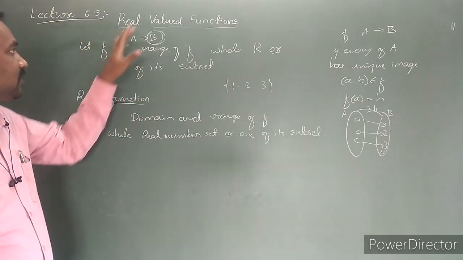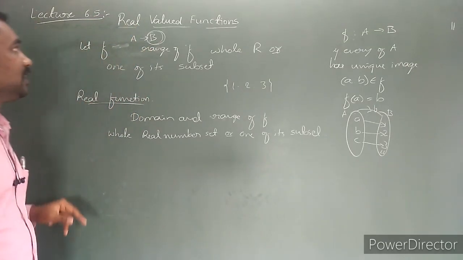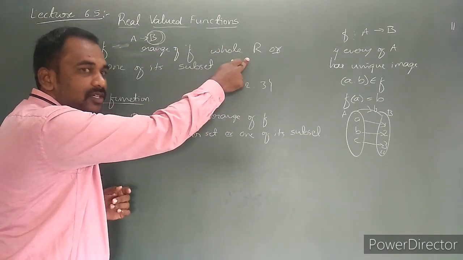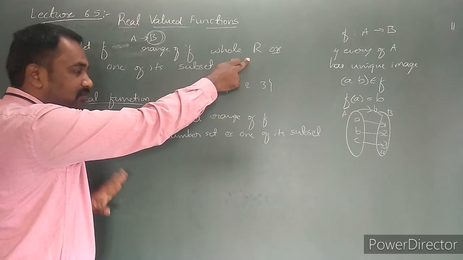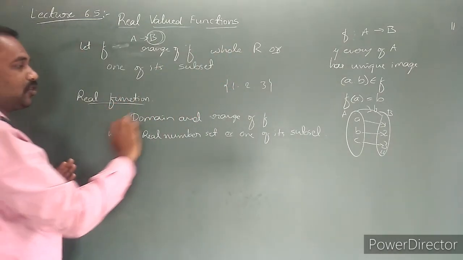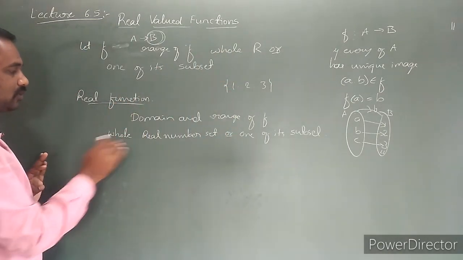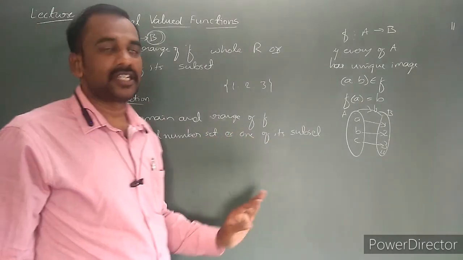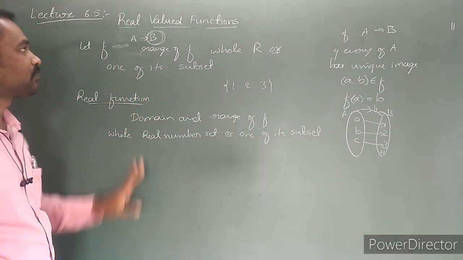What is the difference between a real valued function and a real function? Real valued means the range must be the real number set or a subset of the real number set. Real function means the domain and the range both must be real numbers or a subset of the real numbers. Very simple thing. That's all.